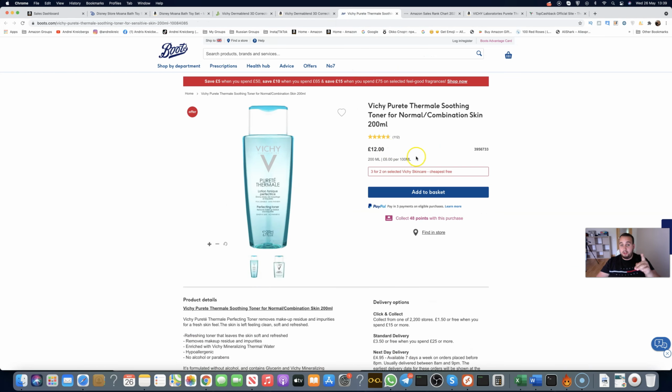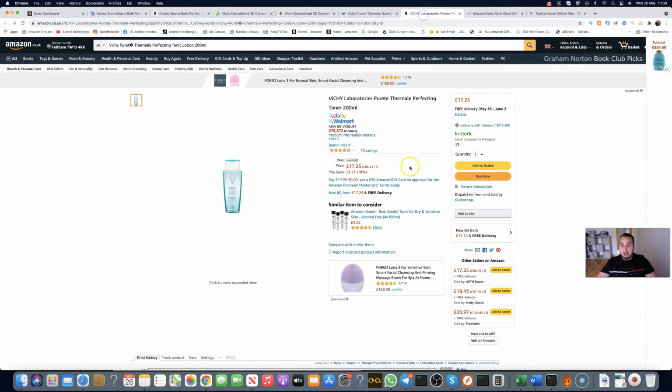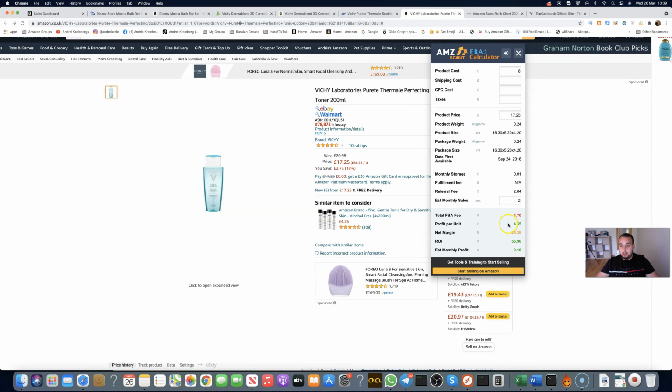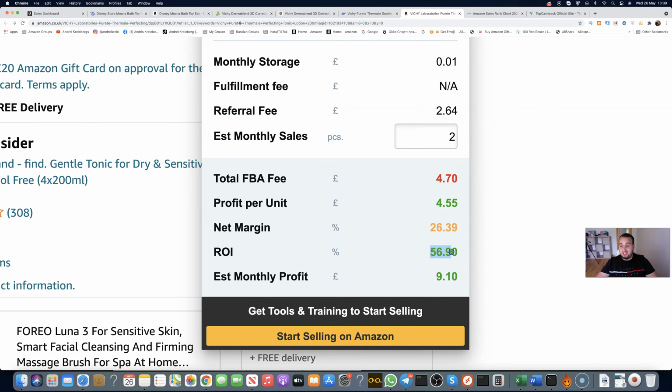Okay, so this Vichy item here from Boots for £12, it's actually £8 because it's buy 2, get 1 free. So we pay for 2, which is 24, and we get one free. 24 divided by 3, we pay £8 only, and we see it selling on Amazon for £17.25. I'm gonna do the calculation again. 17.25 is what we're selling it for. We're getting £4.55. Look at this ROI, 56% return on investment.